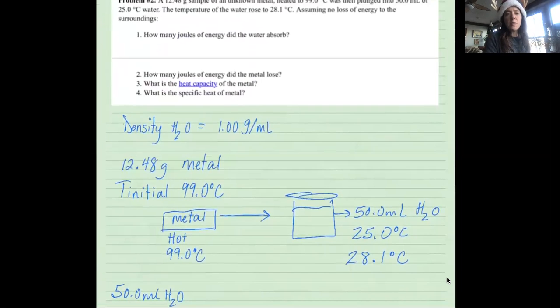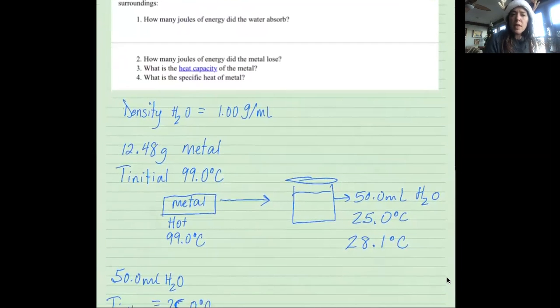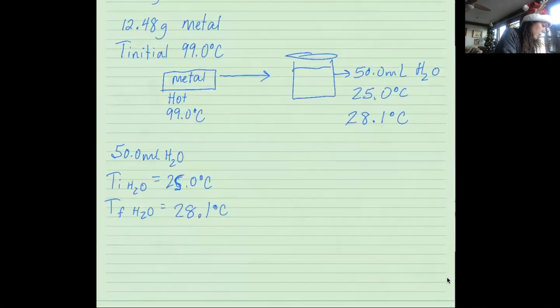It says, what is the specific heat of the metal? Those are the steps we would need to take. However, we could omit number 3. So if you get confused, you could take these steps, but you're allowed to omit number 3. If you are confused, you will do step 1, step 2, step 4, and I'm going to do the same thing.